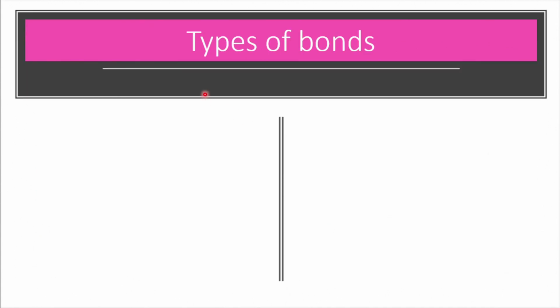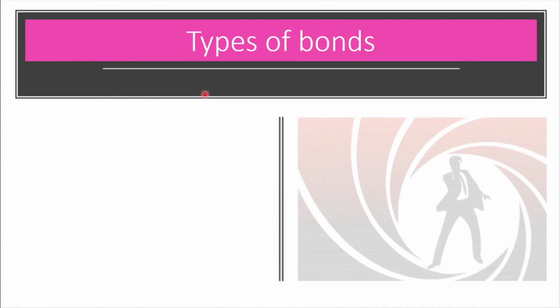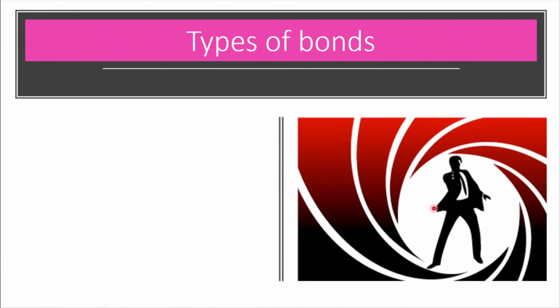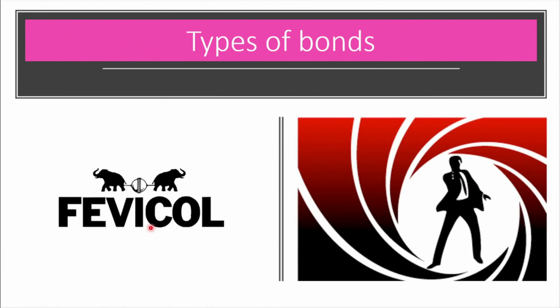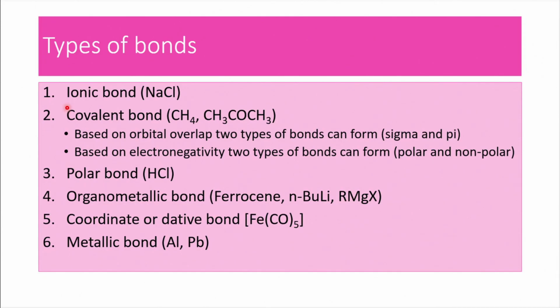Let us move on to the next one, which is types of bonds. Oh, not this 0-0 bond or this Fevicol bond. We will be talking about different types of bonds. Some of the types are given here. The ionic bonds, that is present in sodium chloride. Covalent bonds, this is present in many organic compounds. This is based on orbital overlap.